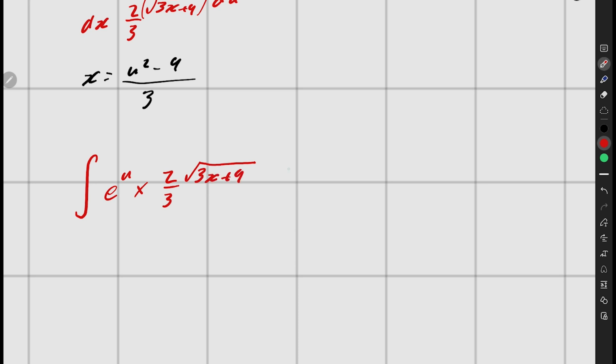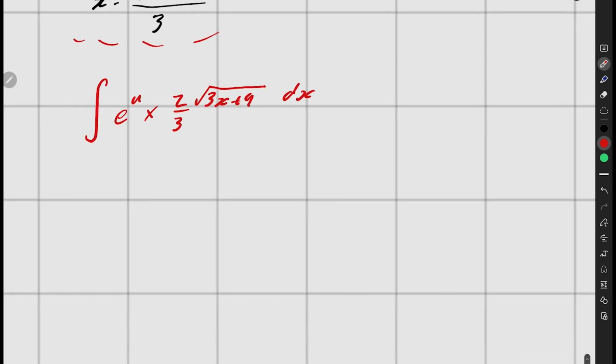3x plus 9 du. But we still have a term of x in here, which we do not want. We want this in terms of u. That's why we just solved for x, so we can then write this in terms of u. So let's substitute our x value in to this x value here. We're going to have e to the u times 2 divided by 3.